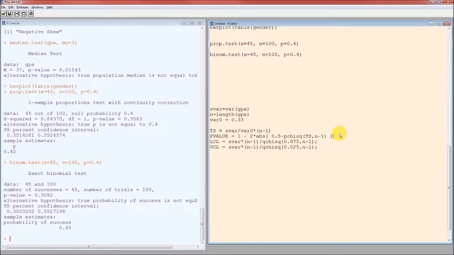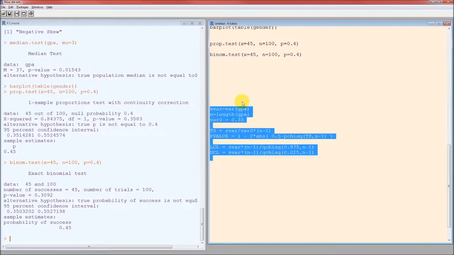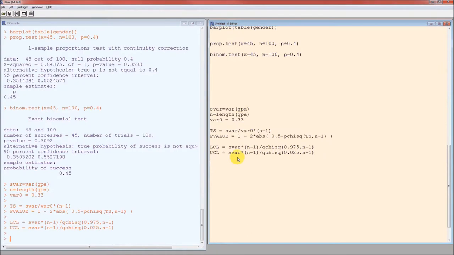From that, we can calculate the p-value. We can also calculate a lower and upper bounds for the confidence interval. The lower bound will be SVAR, the sample variance, times the degrees of freedom, divided by the chi-squared quantile at 0.975, at 97.5%. The upper will be the same thing, except you're calculating it at the 2.5% quantile. We run this, and it doesn't give us any information, mainly because we haven't asked it to print out anything. But the information is in the memory.